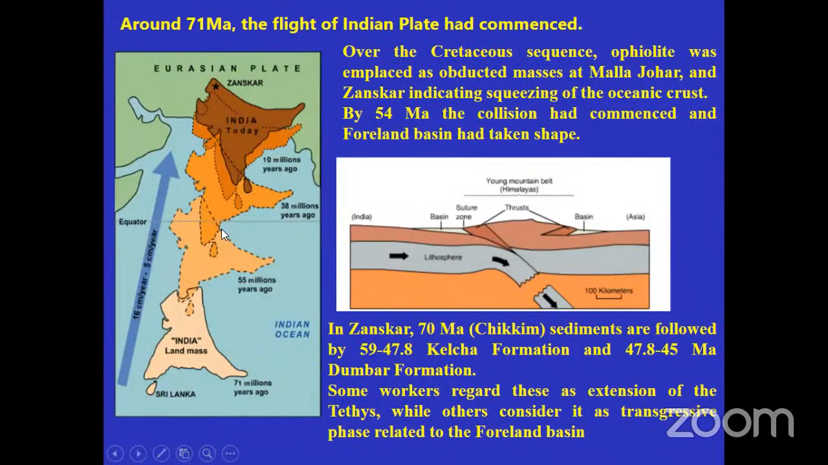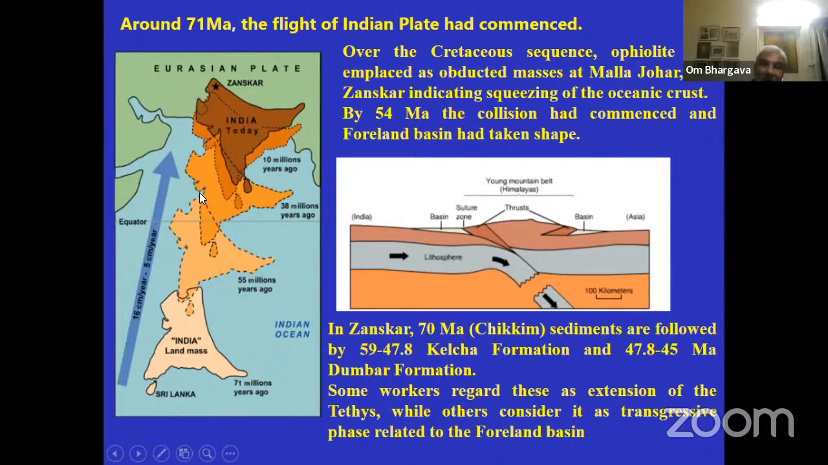Here your arrow is at the equator, where the first collision took place. This basin was extending right from Indonesia. When the collision happened, the Shivalik started forming. This was the subduction part which had taken place, and because of docking and subduction, a fold and basin got developed here, and that fold basin was the one on either side where you find the Kasauli sediments.